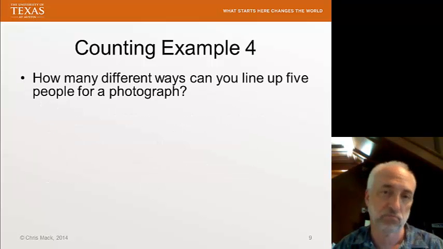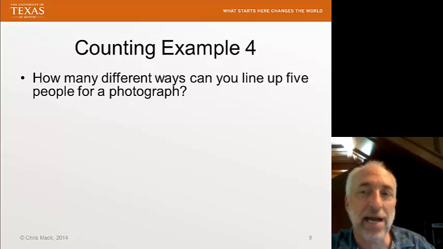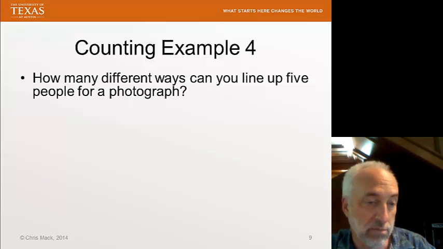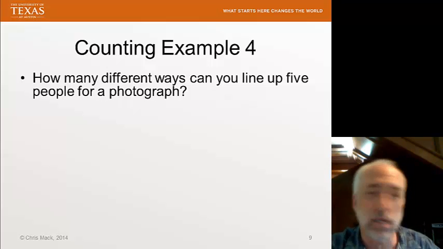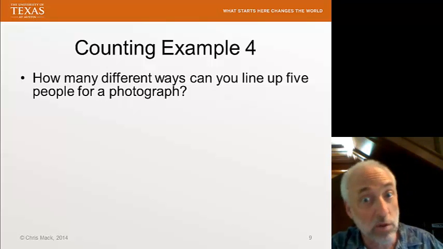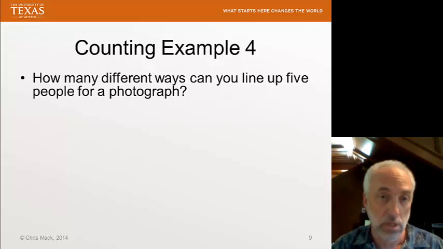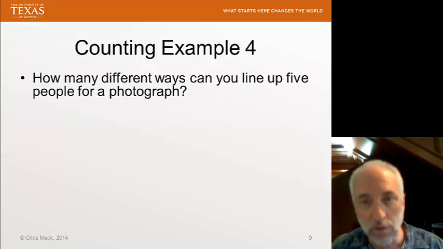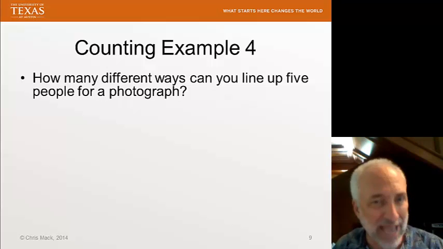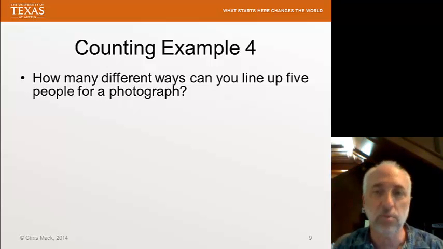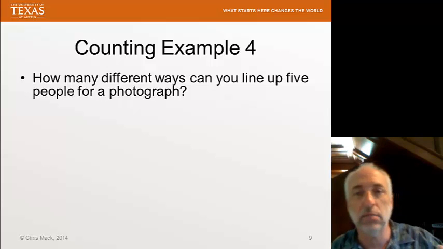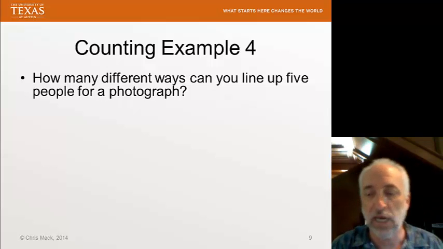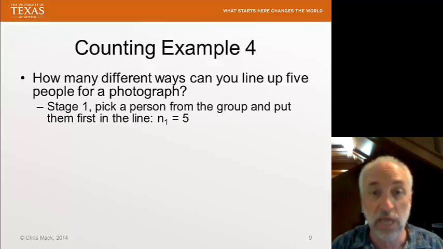Here's another example. How many different ways can you line up 5 people for a photograph? You're lining up people who are at a wedding, let's say. And I have 5 people that I need to put in a particular order. Now, order matters in this particular case. Again, I pick a process for creating the ordered line of 5 people that is done in stages. And just think about how you would actually do this if you were the photographer and you got to pick. You've got these 5 people and you say, all right, the first person in line, let me pick that first person. Well, how many options are there?